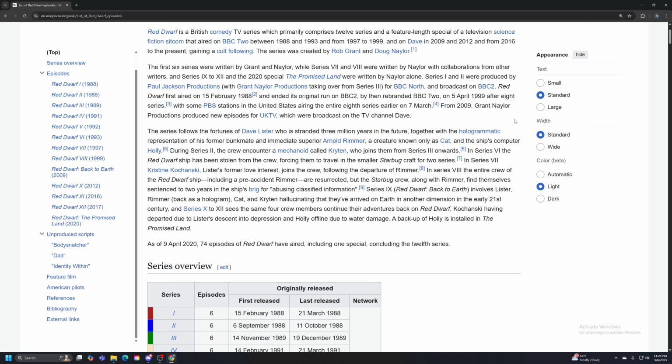Red Dwarf first aired on 15th of February 1988 and ended its original run on BBC Two, by then rebranded, on 5th of April 1999, after 8 series, with some PBS stations in the US airing the entire 8th series earlier on the 7th of March, from 2000... What? Okay. From 2009, Grant Naylor Productions produced new episodes for UK TV, which were broadcast on the TV channel Dave.